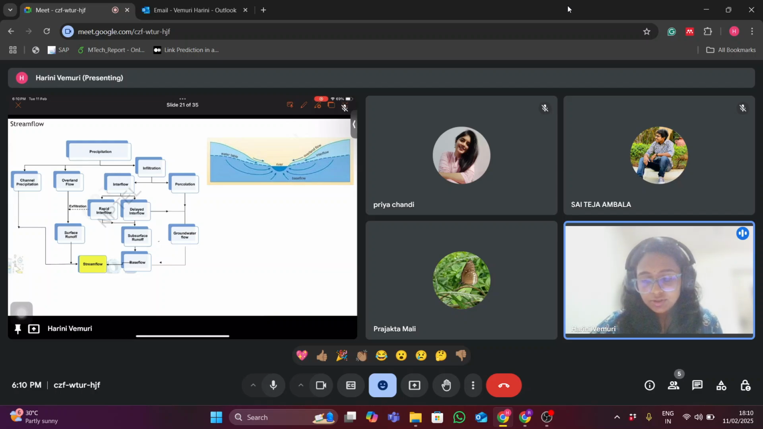Okay, so first coming to stream flow, as we all know, this is the visible component of the hydrological cycle. So the definition for stream flow is that stream flow refers to the volume of water passing through a fixed location on a stream, and its units are measured in meter cube per second or cumecs.